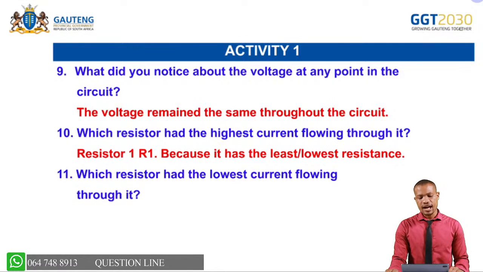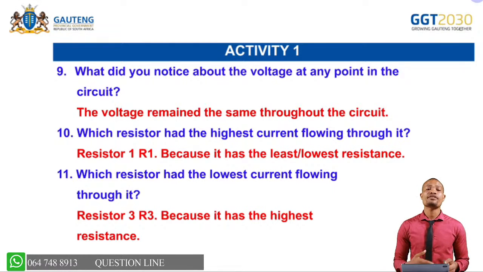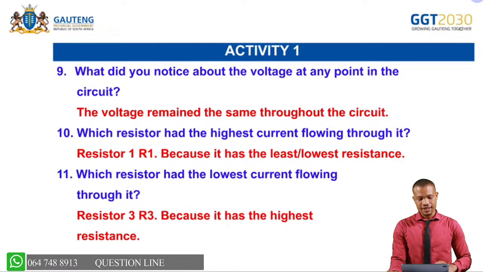11. Which resistor had the lowest current flowing through it? Everyone? Yes, I've already given you the answer. It's resistor 3. Why? Because it was glowing dim, and when we calculated its resistance, it was very high. It was 20.5 ohms. Okay? So it had to be the one with the least amount of current flowing through it.